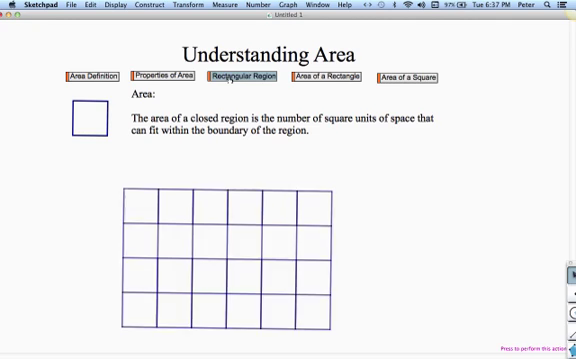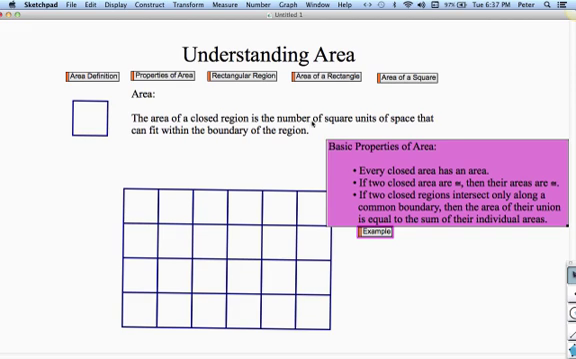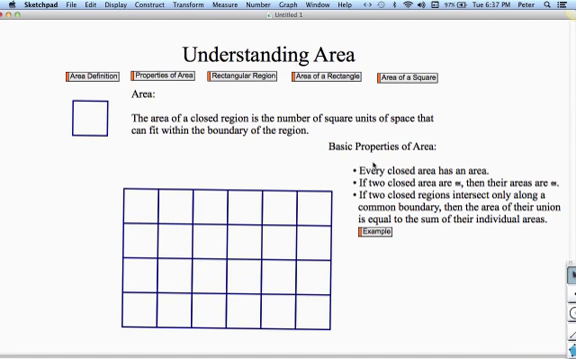So when we look at a rectangular region, all we're doing, finding the area, is figuring out how many of these square units fit inside it. Okay, well, what are some of the properties of area? Well, area has the property that every closed region has an area, and if two closed regions are congruent, like two congruent triangles or two congruent squares, then their areas are congruent.